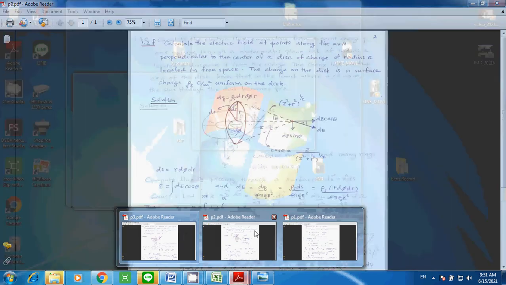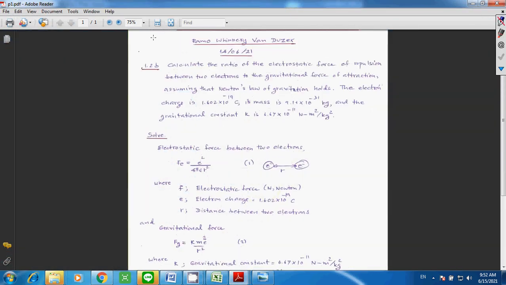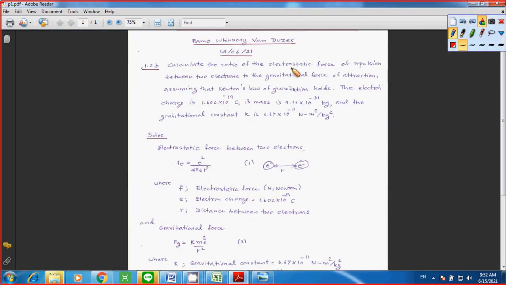Let's start with question 1. You are to calculate the ratio of the electrostatic force of repulsion between 2 electrons to the gravitational force of attraction, assuming that Newton's law of gravitation holds. The electron charge is 1.602 times 10 to the negative 19th Coulomb, its mass is 9.11 times 10 to the negative 31 kilogram, and the gravitational constant k is 6.67 times 10 to the negative 11 Newton meter squared per kilogram squared.